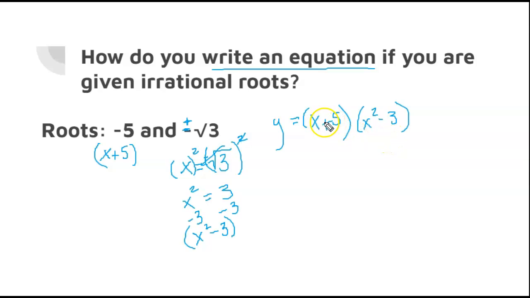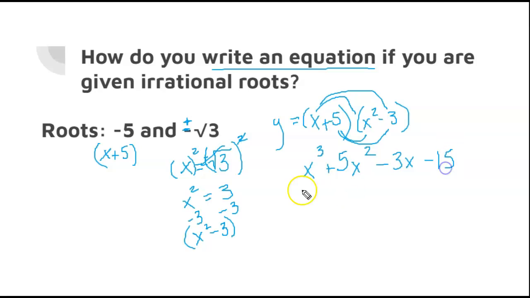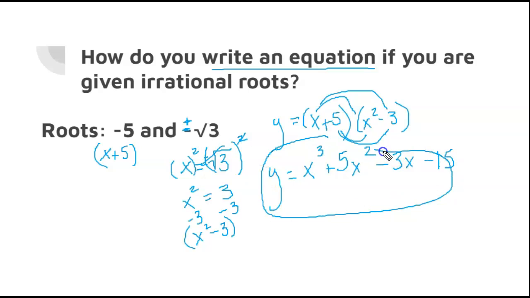So this again goes back to read all the words. Make sure you're reading the directions. So I'm going to double distribute and figure out what this is equal to. So I'm going to get x cubed plus 5x squared minus 3x and minus 15. So this would be the equation that would have roots that are negative 5 and plus or minus the square root of 3.